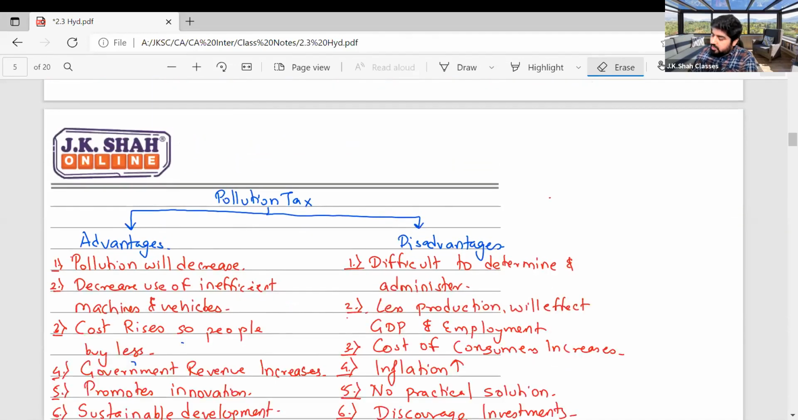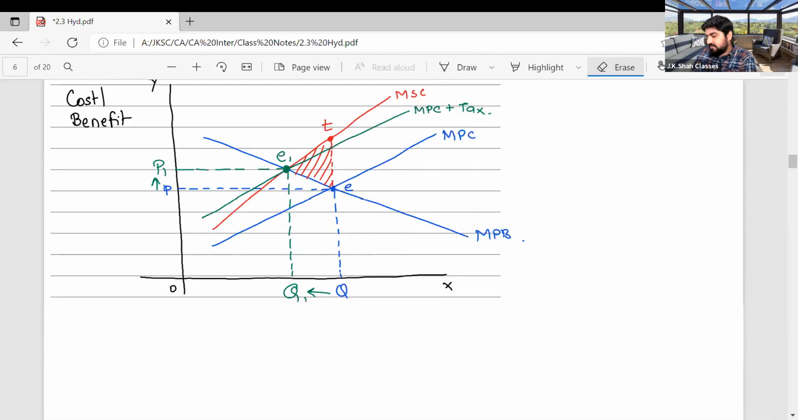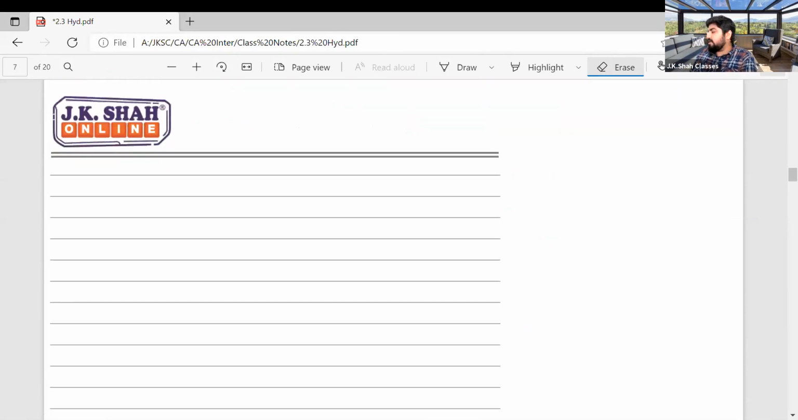Okay. So now we have seen pollution tax advantages and disadvantages. Similarly, in the cap and trade system, we will also have some advantages and disadvantages. So please write down: tradable emissions permit.